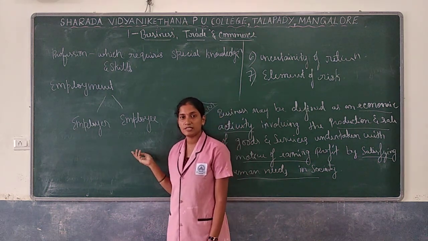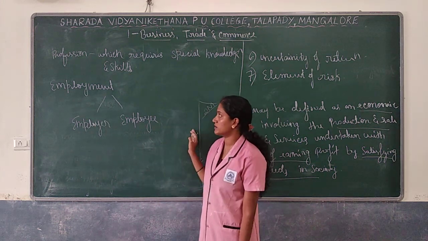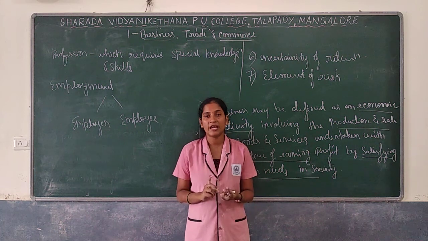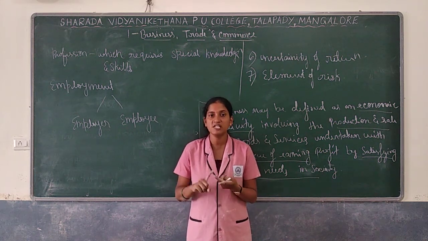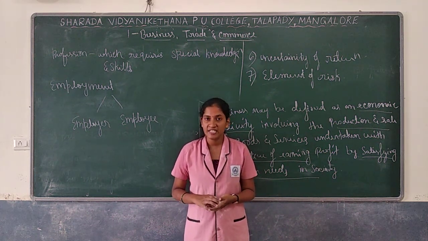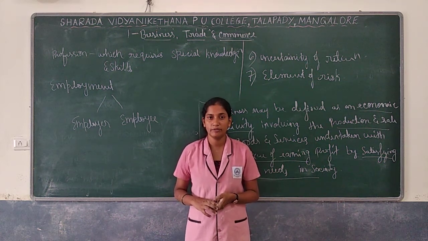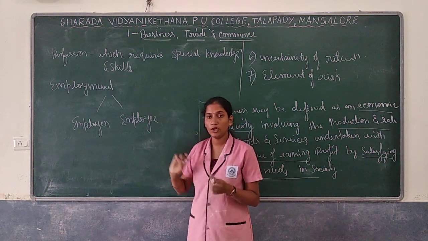With this I have finished telling about business and economic activity. Economic activities are of three types: business, profession and employment. In the next class, let us see the differences between business, profession and employment. All this will be asked for 2 marks each.